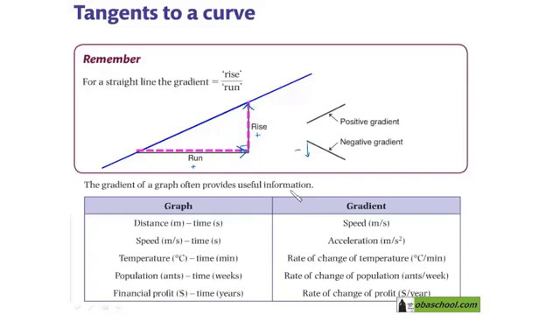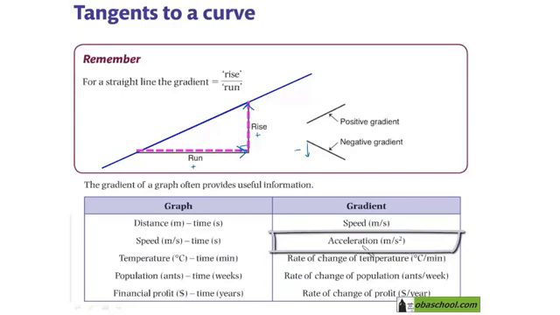So let's talk about some examples. If we were talking about a certain gradient that is around distance and time, then our gradient is about speed, since within the graph the units of measurement are distance and time. If our gradient was about acceleration, we're talking about speed and time, where the unit is meters per second squared.